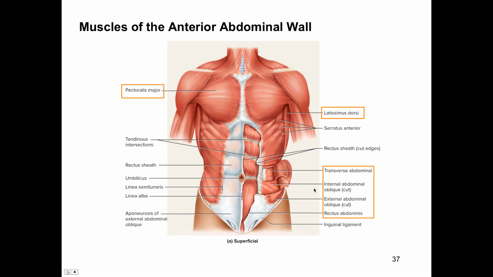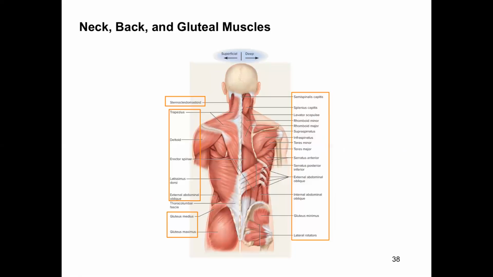And here you can see the directionality of the fibers, right? Here's your external and here's your internal. Notice how the fibers are oblique to the transverse and the rectus abdominis, but they are also opposite to each other, all right? Sometimes that's easier to look at on a model. Then here on the back, here's your trapezius, okay? And here's your sternocleidomastoid up here, right there, all right?